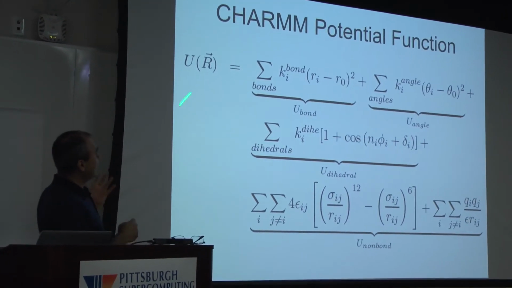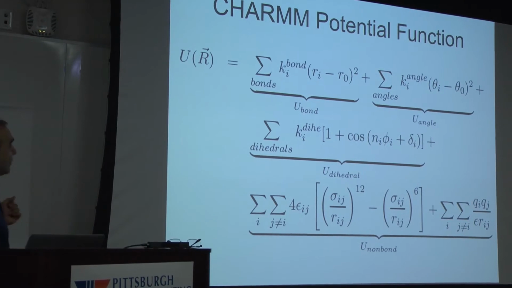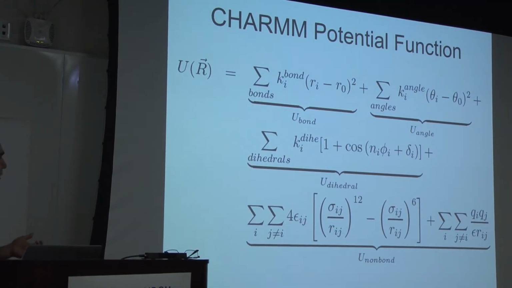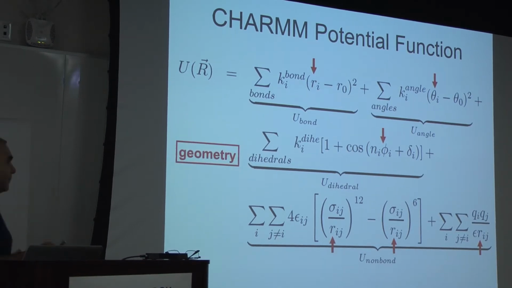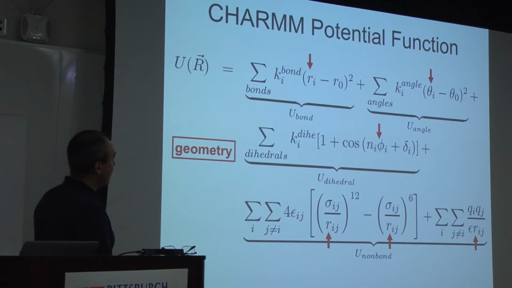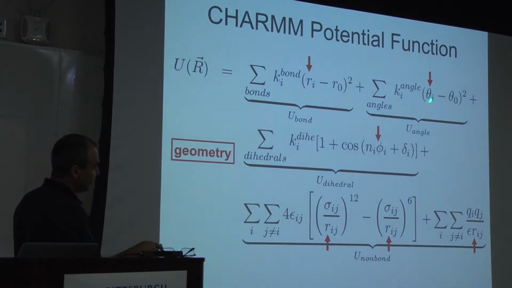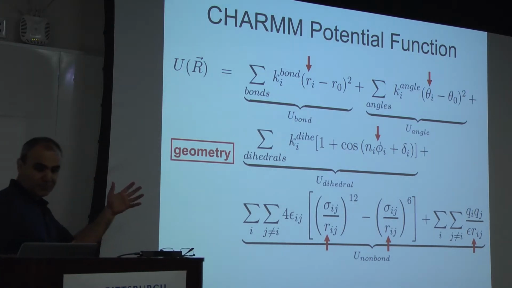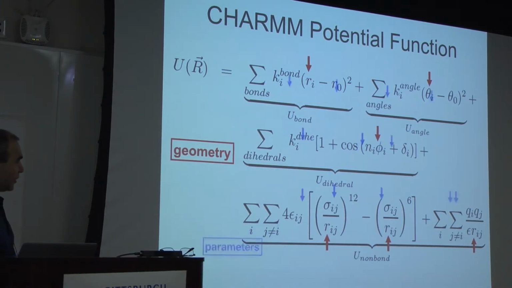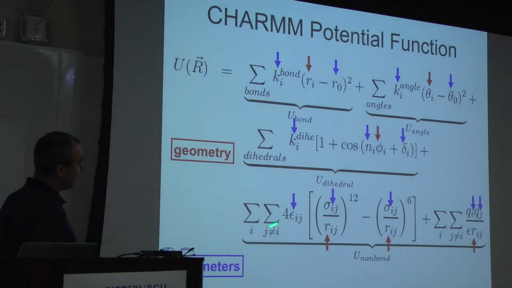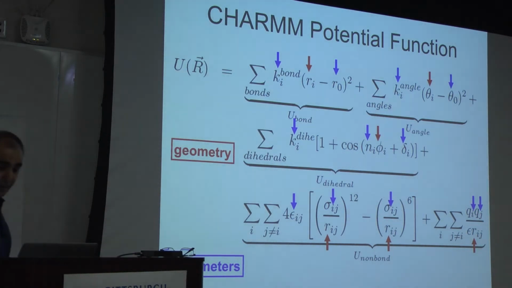All right, so this is my potential energy function. Now I want to get all these numbers. Where are they coming from? In NAMD language or CHARMM language, some of these are coming from the geometry of the system. You can directly calculate them from the set of coordinates that you're working with. Most of the parameters that are specified in blue come from the parameter file. They have to come from somewhere.